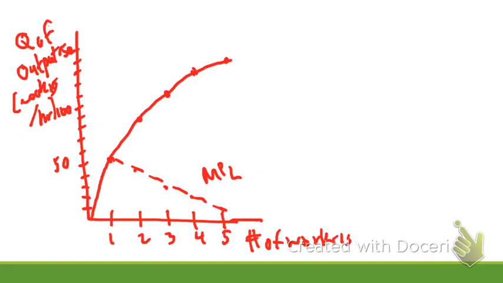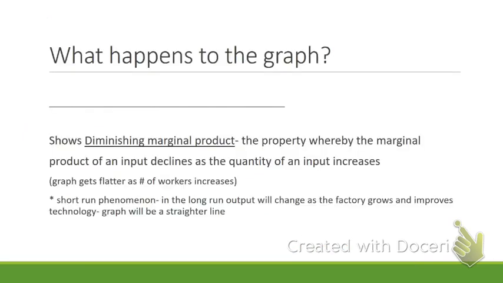Okay. So let's define, the graph was getting flatter, and this shows diminishing marginal product. Diminishing marginal product is the property whereby the marginal product of an input declines as the quantity of the input increases, other inputs held constant. So the graph gets flatter as the number of workers increases.